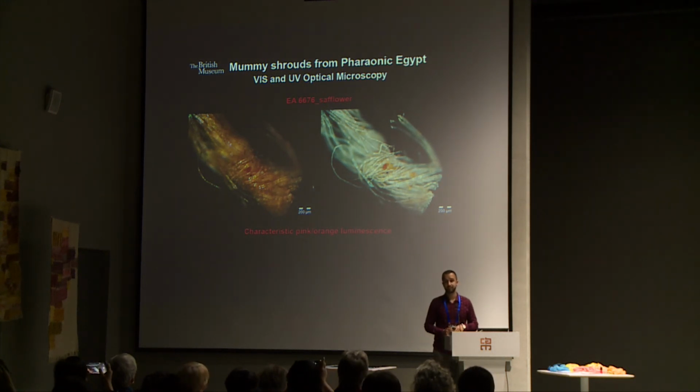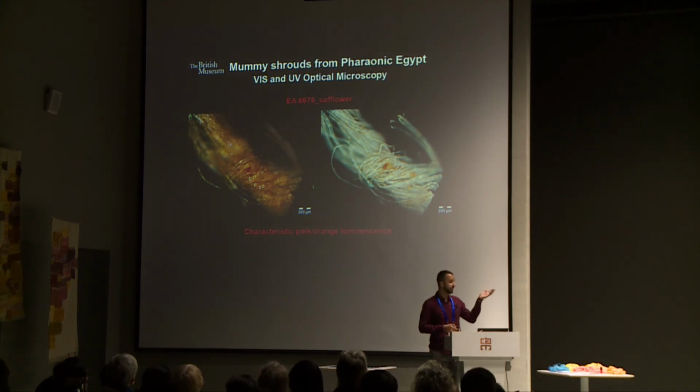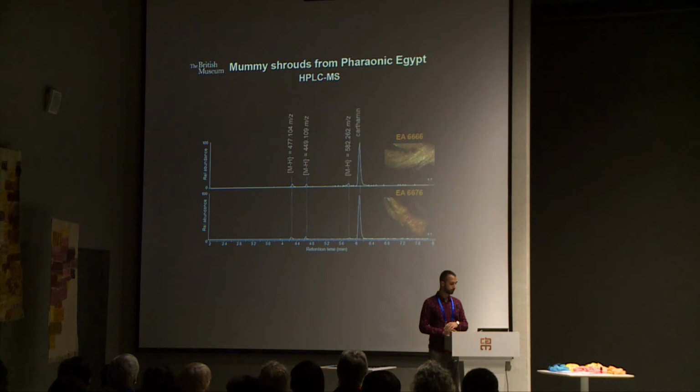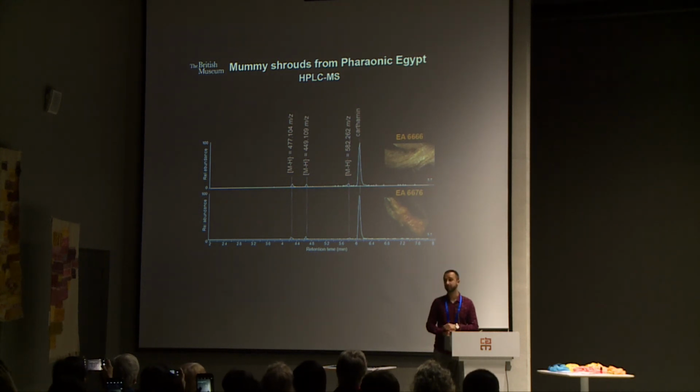The safflower has this very nice pink-orange luminescence under the UV light, and in this case, it was quite well distributed on the fibers, and the particles that we could see were very, very small and more consistent with some residual plant material rather than something more complicated. And this is the LCMS showing the presence of carthamin for all the safflower samples.